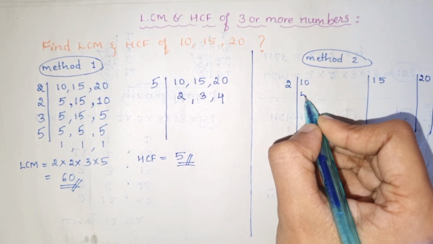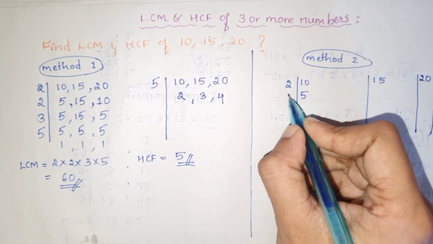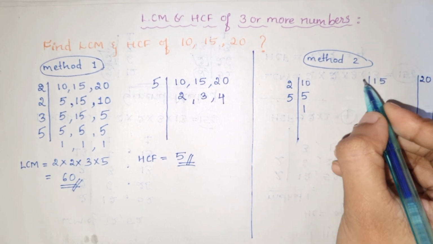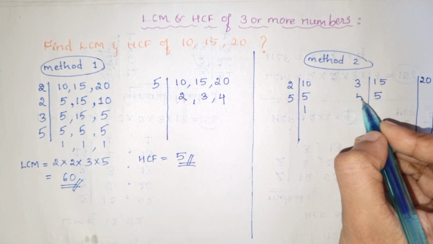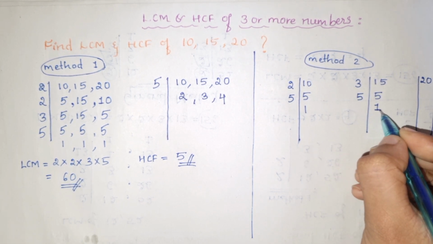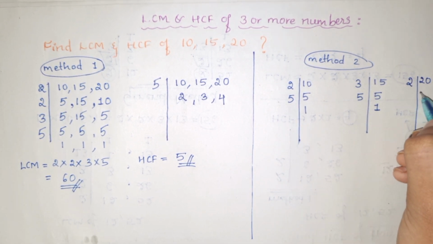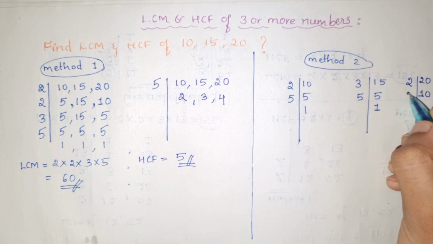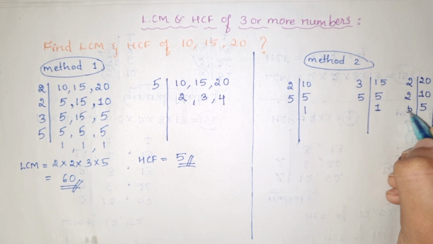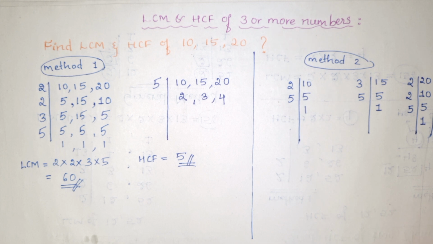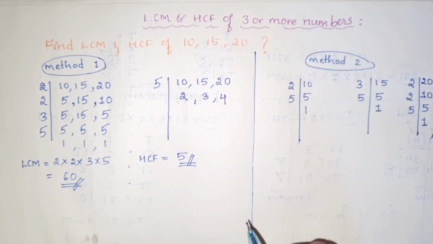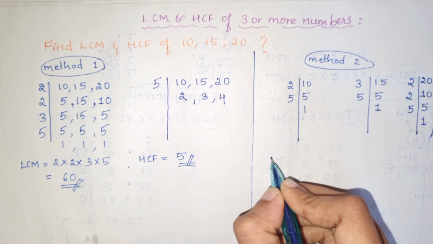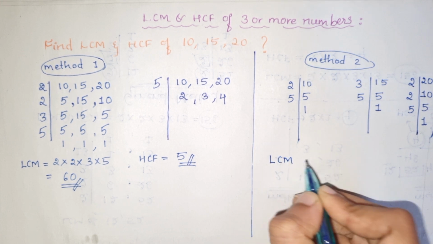So 2 5s are, 5 1s are, 3 5s are and 5 1s are, 2 10s are, 2 5s are and 5 1s are. Okay. So I think this prime factorization method is clear for you. Now what we have to do is we need to find LCM.